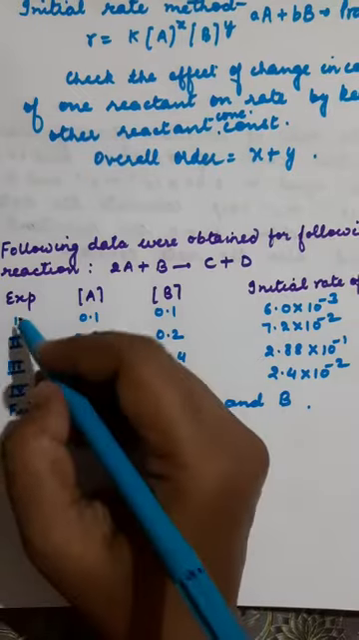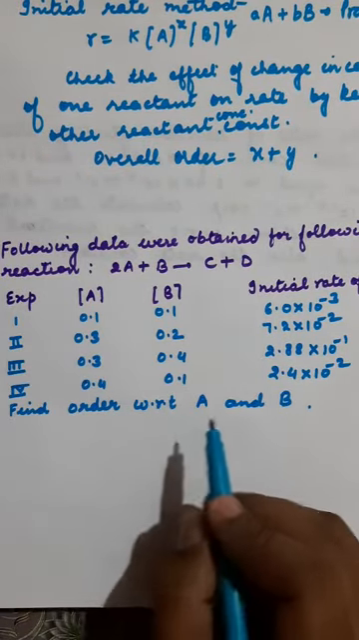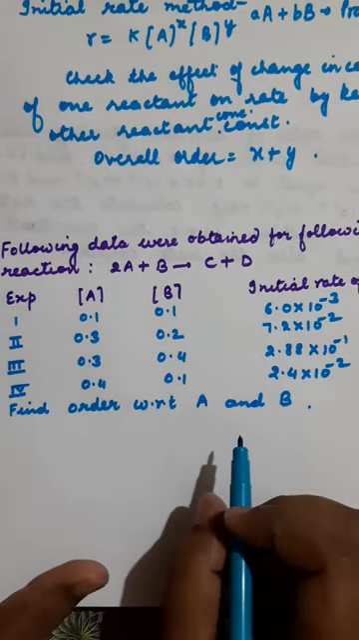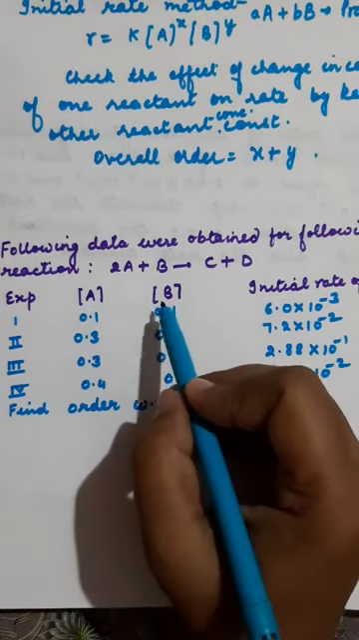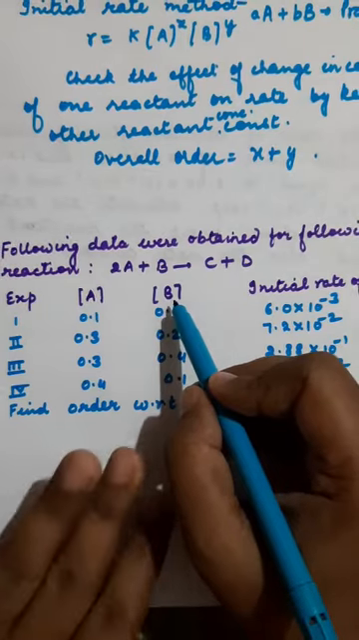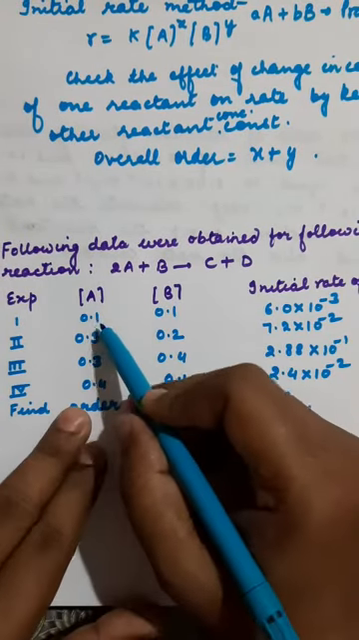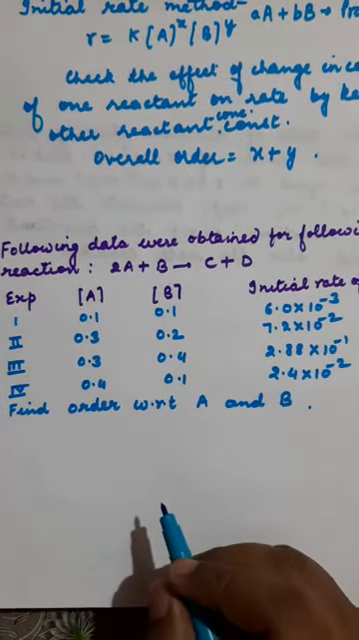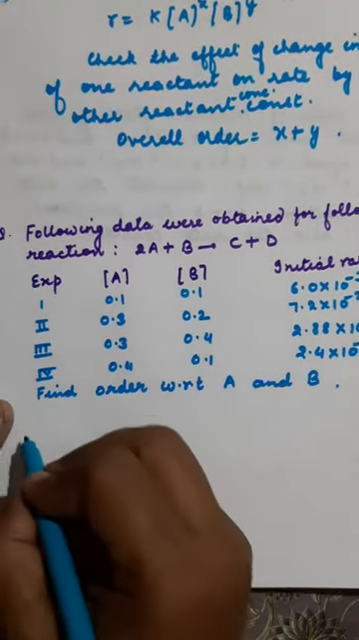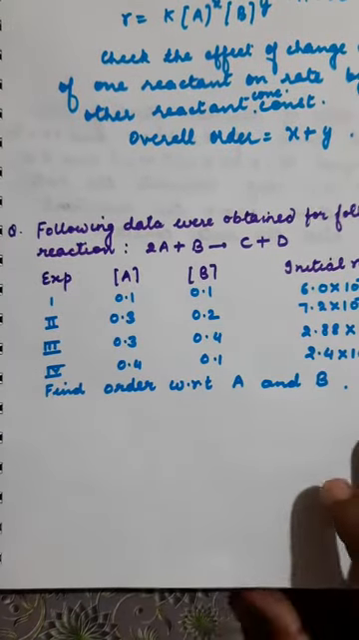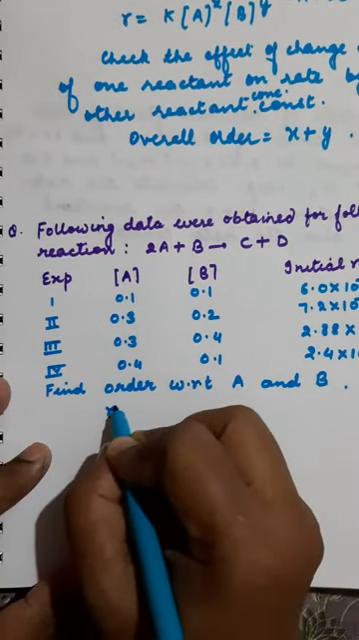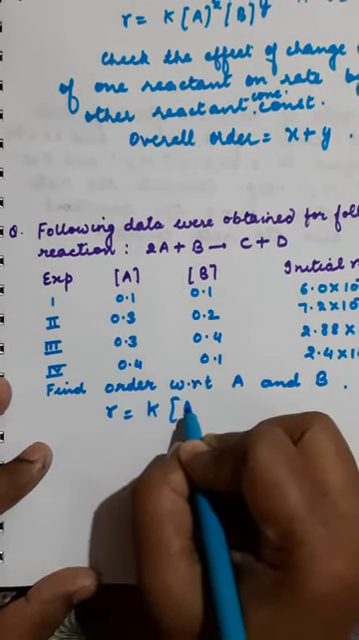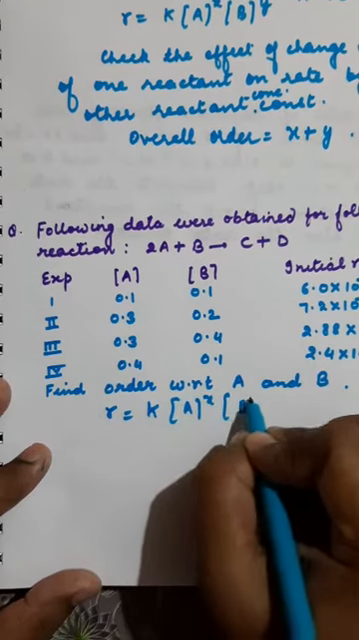See, this is the experimental data given. Some data will be given to you. First you will find the order with respect to A keeping B constant, then find the order of B keeping A constant, and then the overall order and the rate law. Now see, first we will take two experiments. The rate is equal to K, A to the power X, B to the power Y.